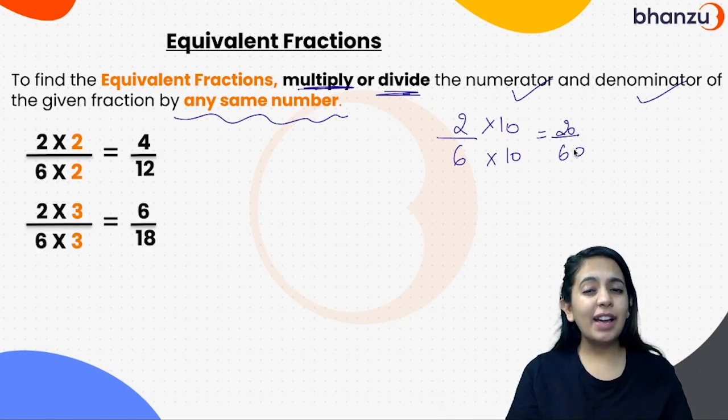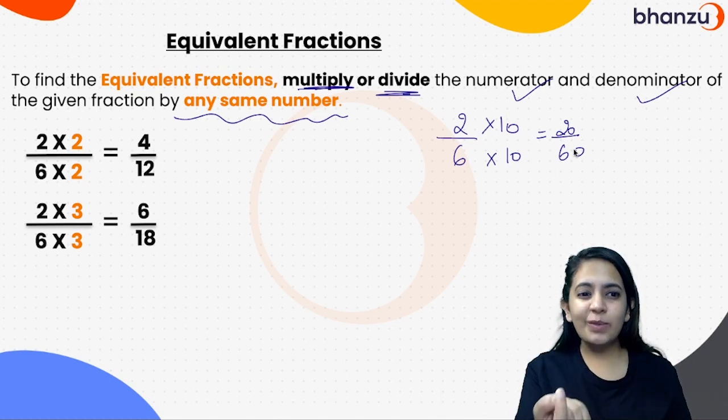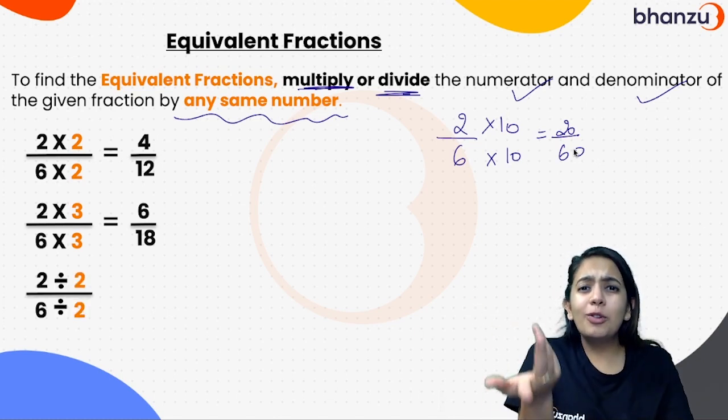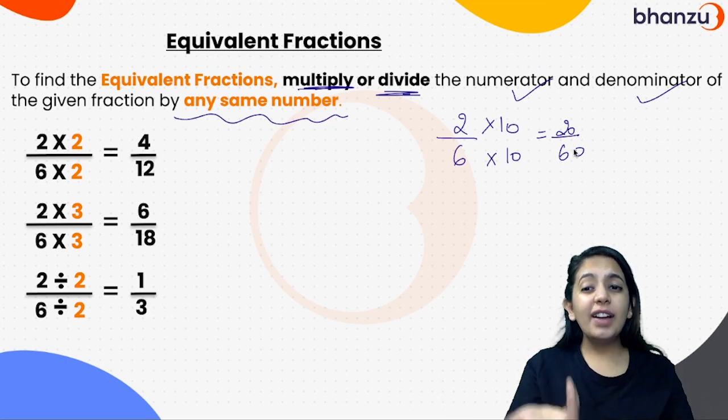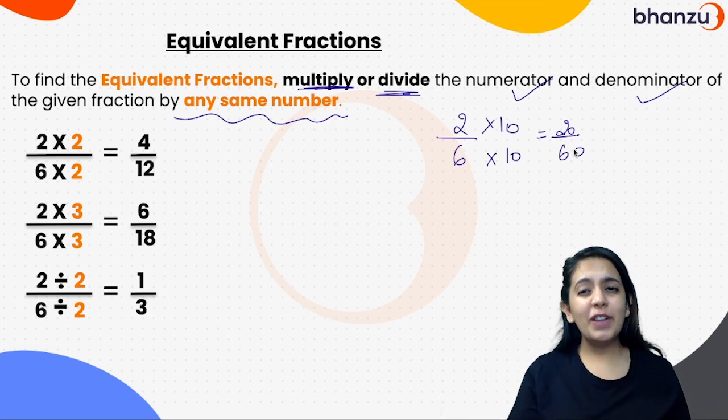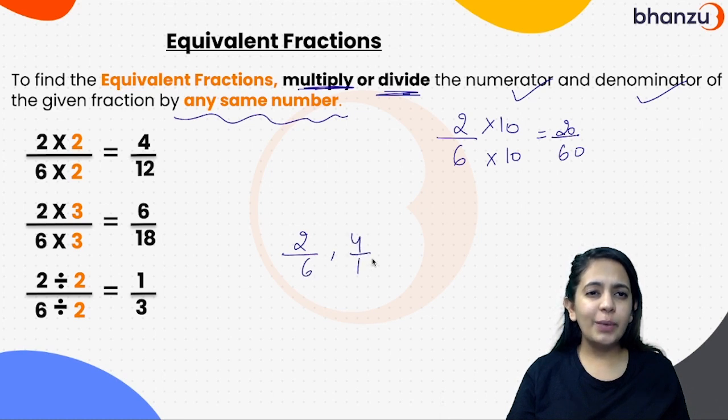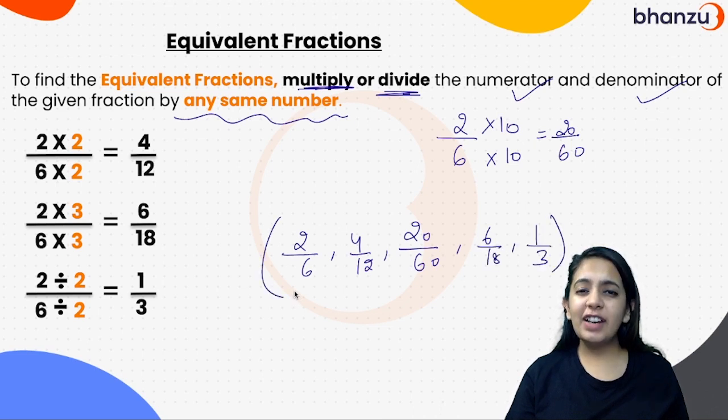You will get 6/18. That is also an equivalent fraction. Or you can divide it as well. You can divide it by, let's say, 2/2. You will get 1/3, which is again an equivalent fraction. So over here, 2/6, 4/12, 20/60, 6/18, 1/3. These all are equivalent fractions.